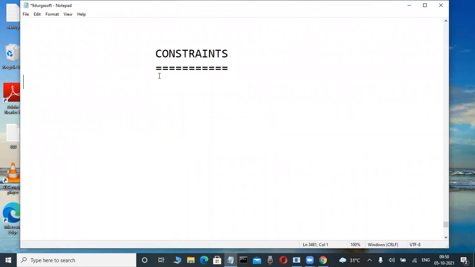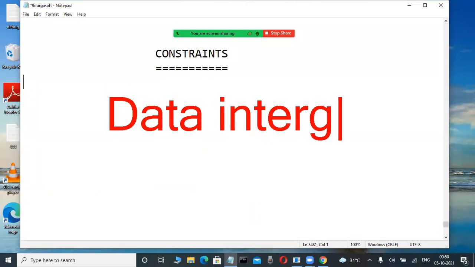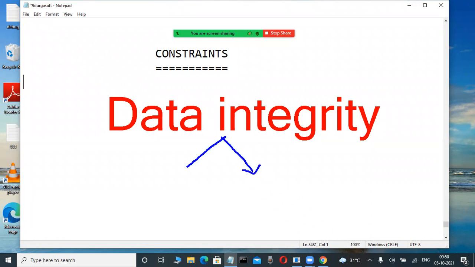Now, constraints. What are constraints? Observe it here. Anybody attending the demo classes, I'm already telling this. Data integrity is a main concept on the database project side. What is data integrity? To maintain proper data, to maintain valid data. How do they maintain data integrity in every database? To maintain proper or valid data, there are 2 concepts.